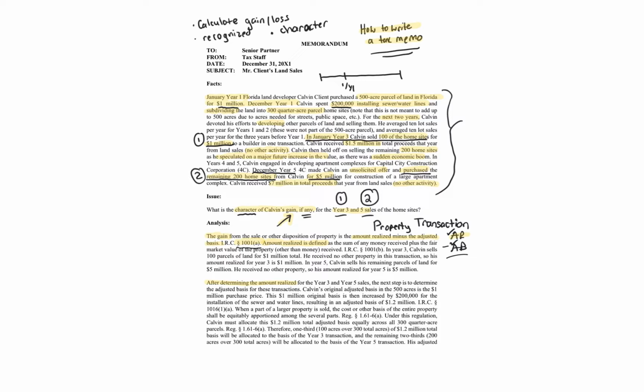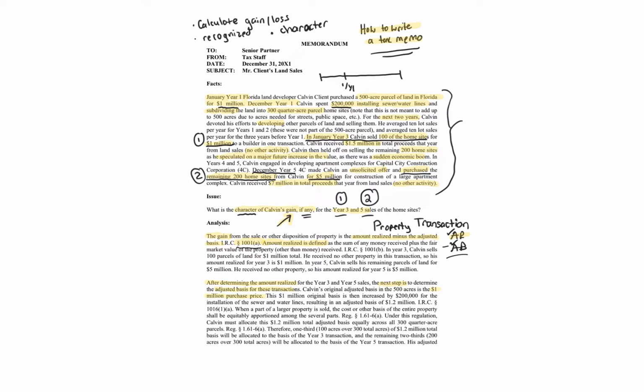So after amount realized for the year 3 and year 5 sales is determined, which we did, the next step is to determine the adjusted basis for these transactions. So Calvin's original basis in the 500 acres, which is the 300 quarter acres, is the $1 million purchase price. The $1 million original basis is then increased by $200,000 for the installation of the sewer and water lines, resulting in an adjusted basis of $1.2 million.